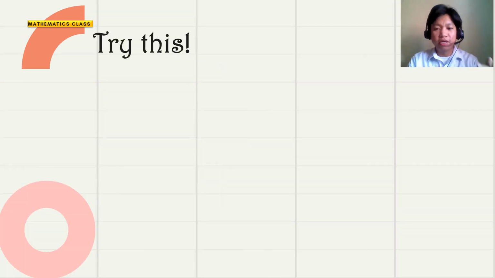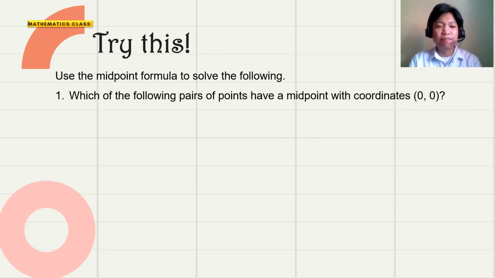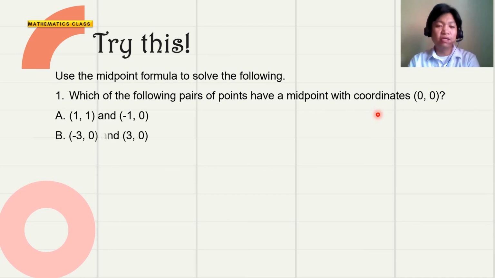Okay, for the assessment, so try this. Kung natutunan ninyo at mukhang ready na kayo, so pwede nyo na itong sagutan. Use the midpoint formula to solve the following. So our question number 1. So which of the following pair of points have a midpoint with a coordinate 0, 0? So alin ba sa dalawang ito ang midpoint, pag kinuha mo, no? Ang midpoint nila, ang coordinates ay 0, 0. Is it A, 1, 1, and negative 1, 0? Or is it B, negative 3, 0, and 3, 0?